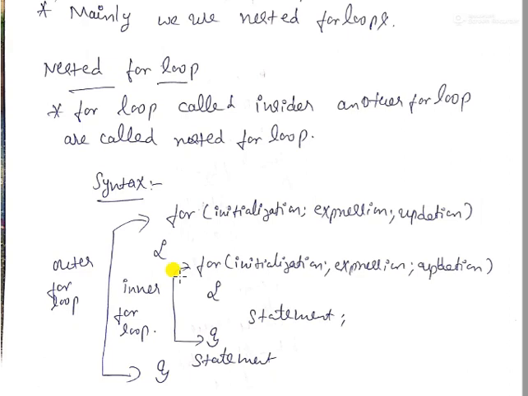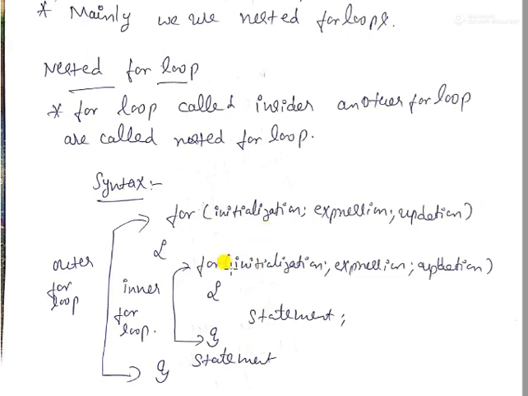If your outer for loop condition fails in the first iteration, then your inner for loop will not get executed. So until your inner for loop is executed, your outer for loop will not get incremented. Okay, first outer for loop condition is checked and next inner for loop executes. If the condition fails in outer for loop, inner for loop does not execute.